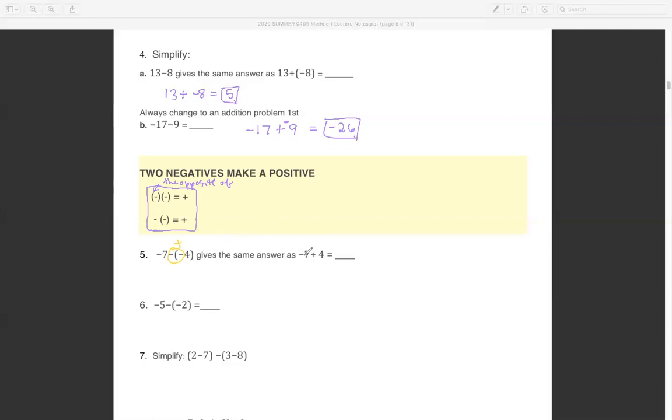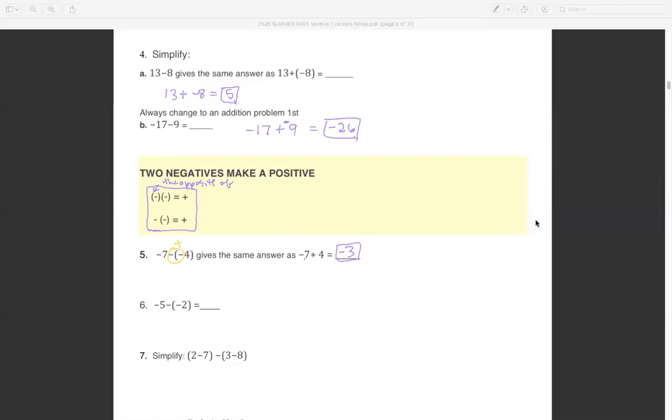So we're in the hole $7, or we owe somebody $7, and then we pay $4, which means we still owe $3. Or if we're underground 7 feet, and then we fill it up with dirt or go up 4 feet, that means we're still underground 3 feet.